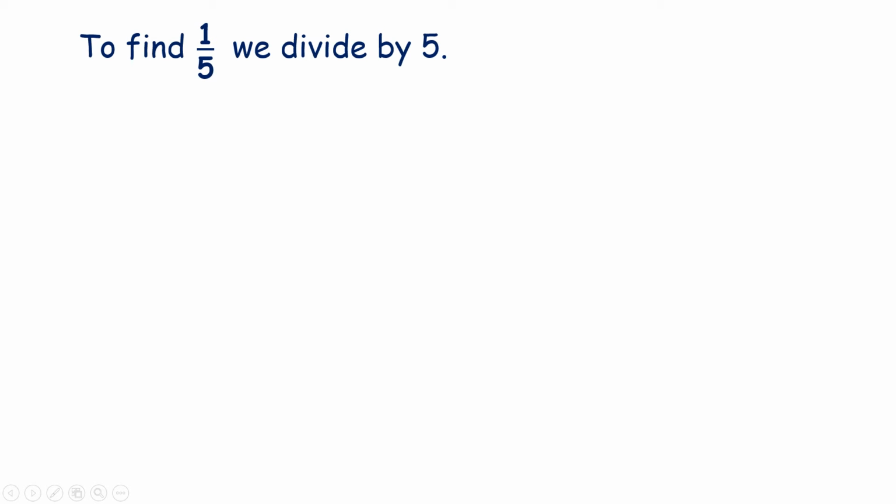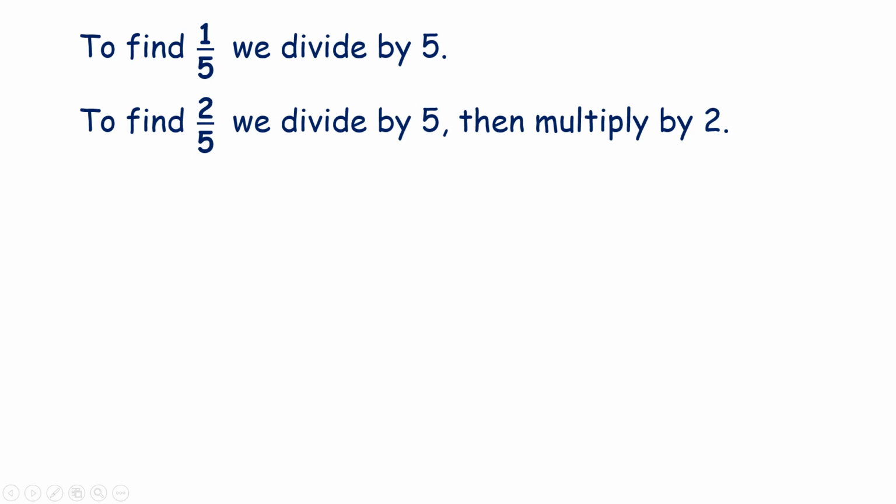So we know that to find 1/5, we divide by 5. So to find 2/5, we can divide by 5 and then multiply by 2. Or we can do it the other way round. We can multiply by 2 and then divide by 5. But as long as you remember that when finding a fraction of a number, the denominator's what we divide by and the numerator's what we multiply by, you'll be able to work out the answer.